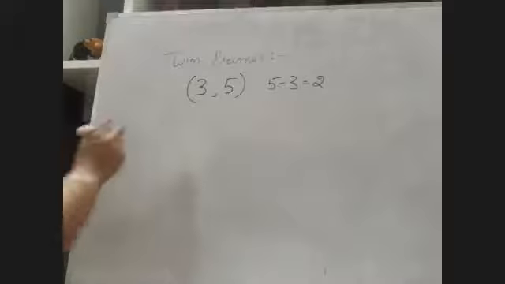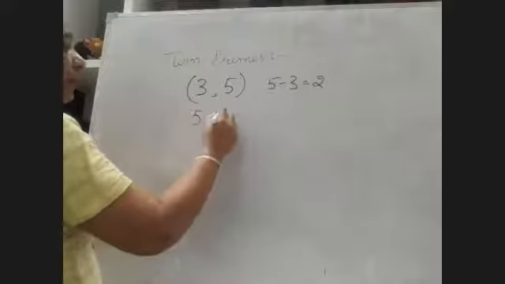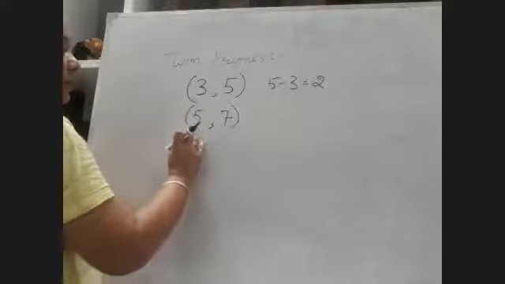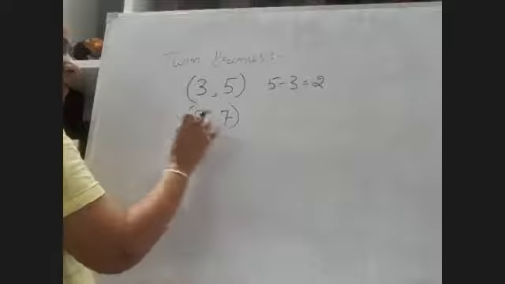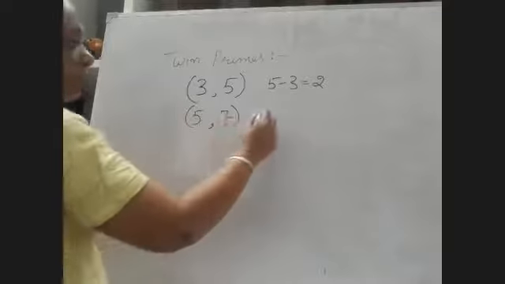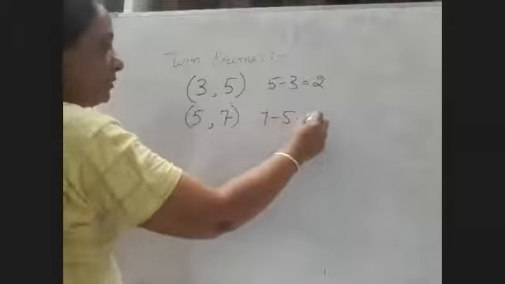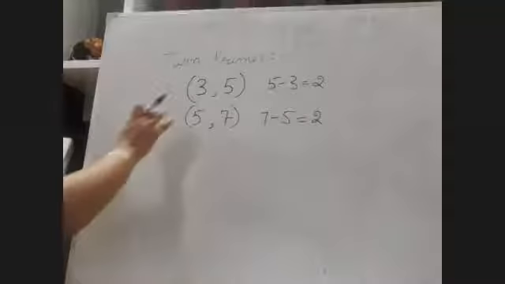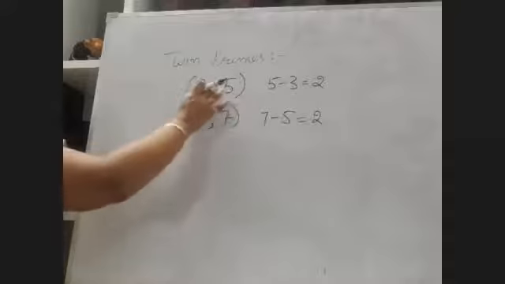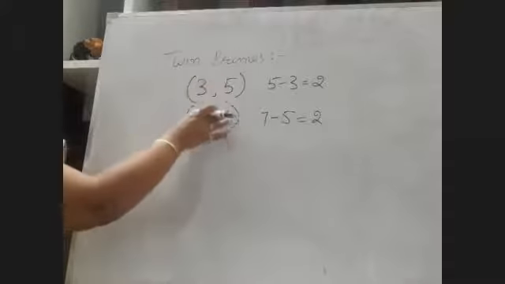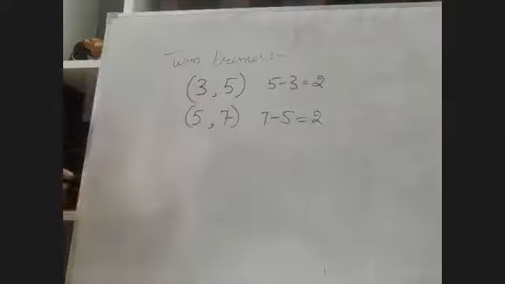Next example is 5 and 7. As you know, both 5 and 7 are prime numbers. Now check the difference. 7 minus 5 is 2. So 3 and 5, and 5 and 7 are twin primes. Basically, two prime numbers whose difference is 2 are known as twin prime numbers. Clear, students?